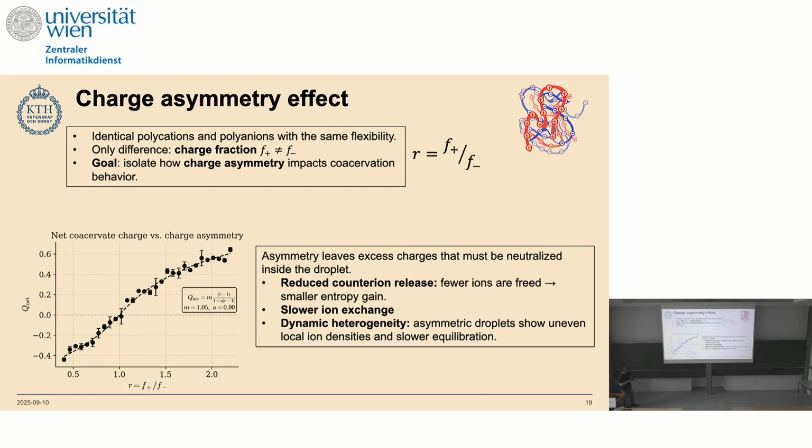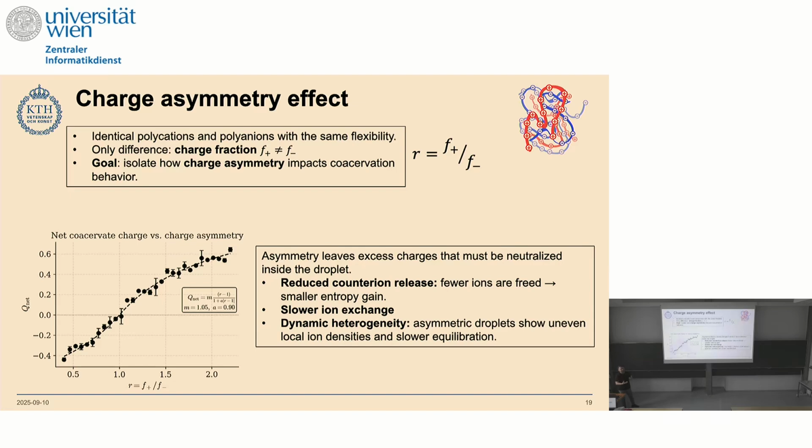Compare how the charge fraction affects the conservation net charge. As you can see here, when we define R as the charge fraction of polycation to polyanion, in a symmetric case, where R is equal to 1, we have a net charge of 0 for the conservation. So it means that the system is balanced in terms of charge. But when we increase R, we see that the coacervate region has a net charge.